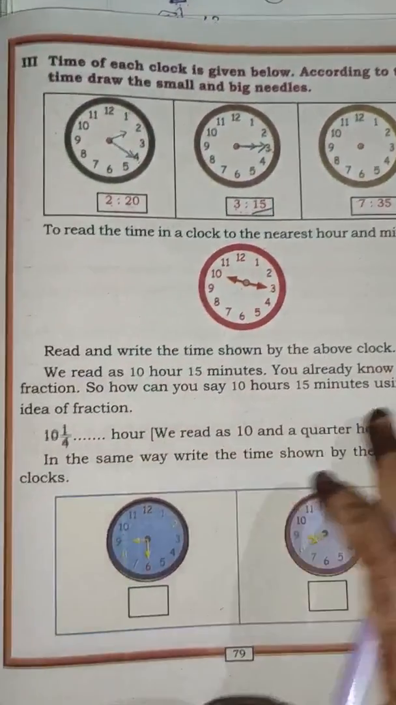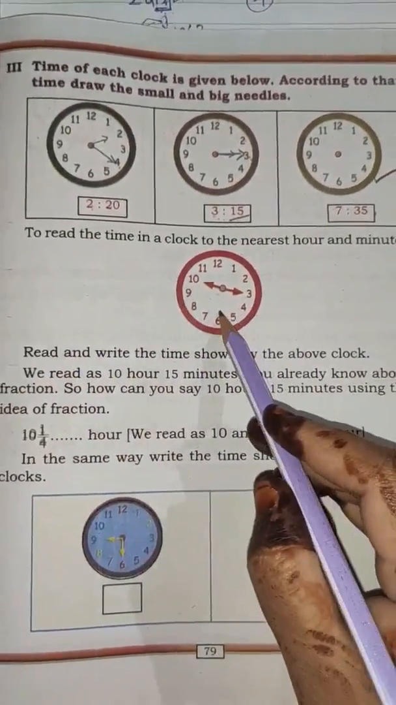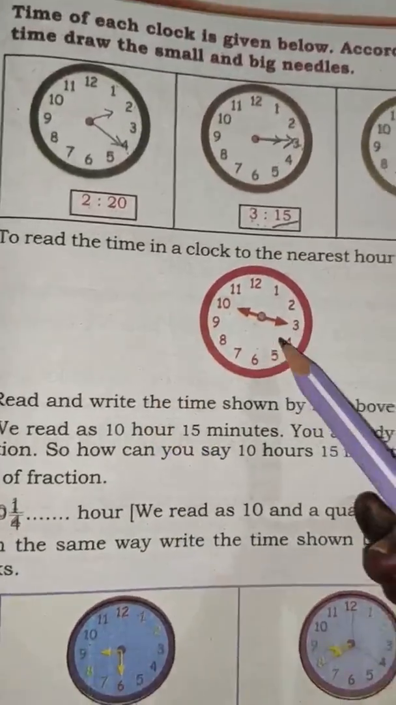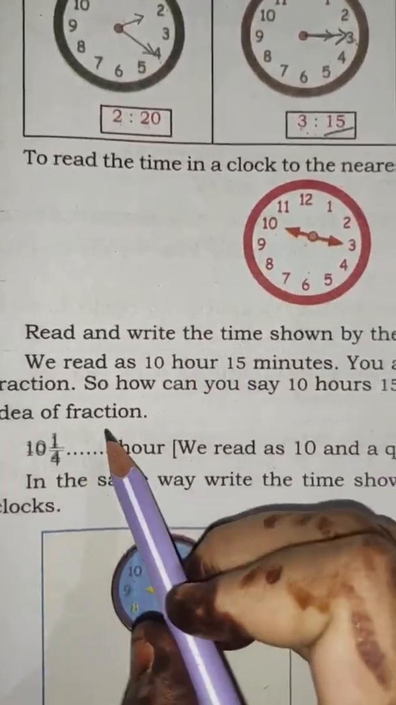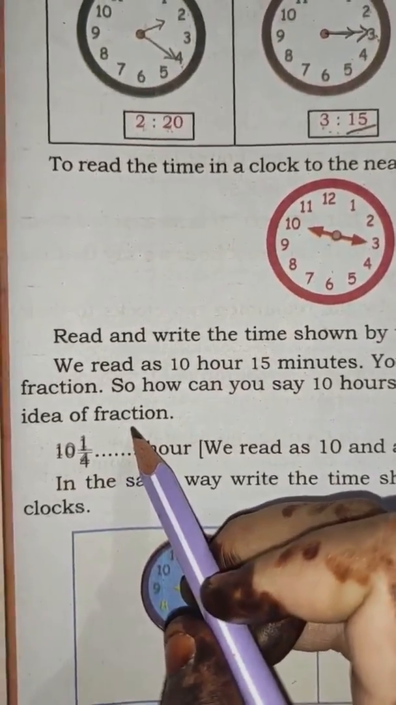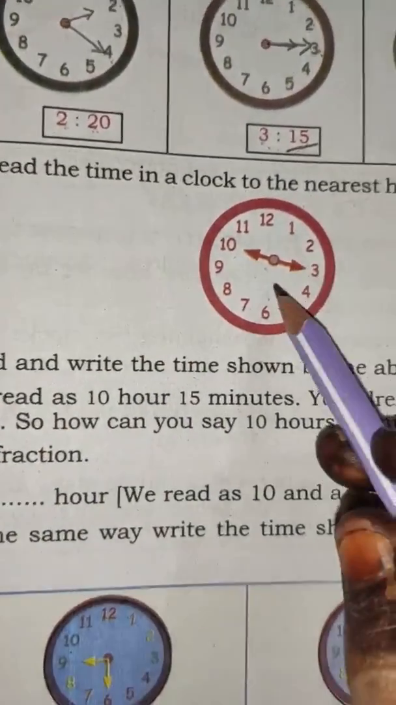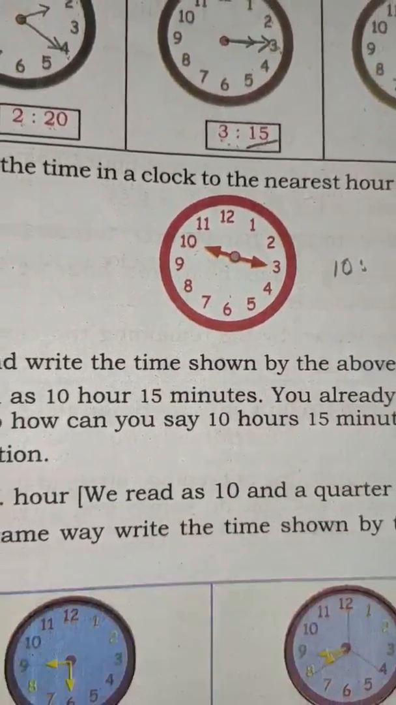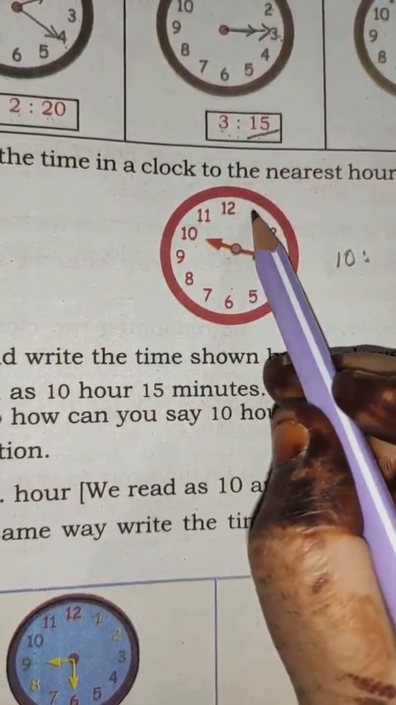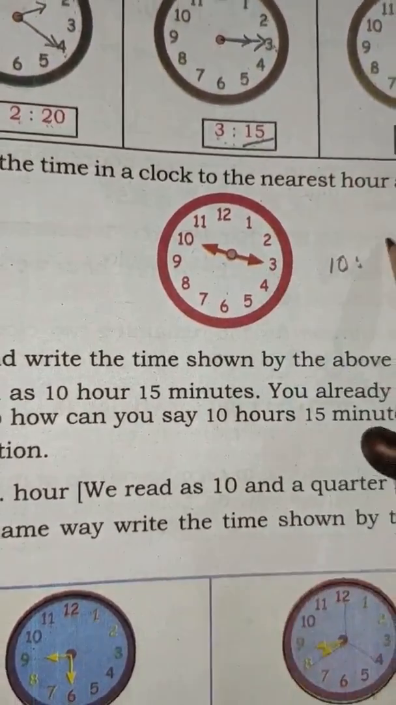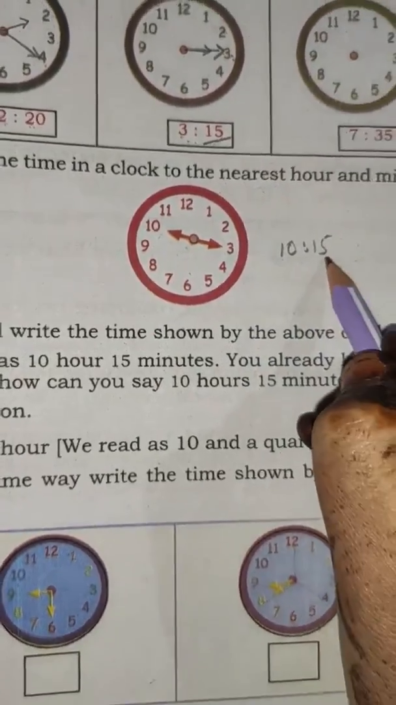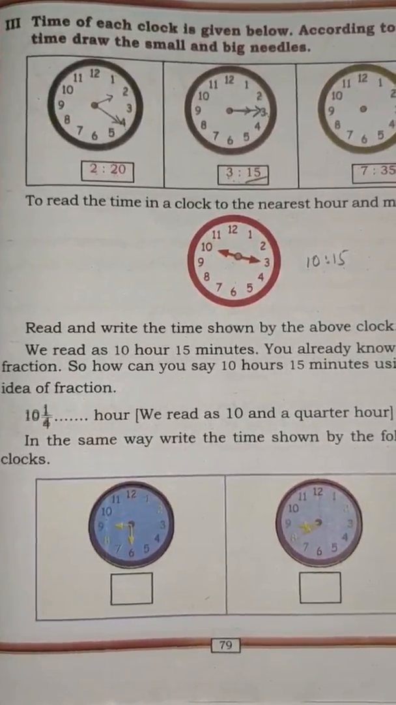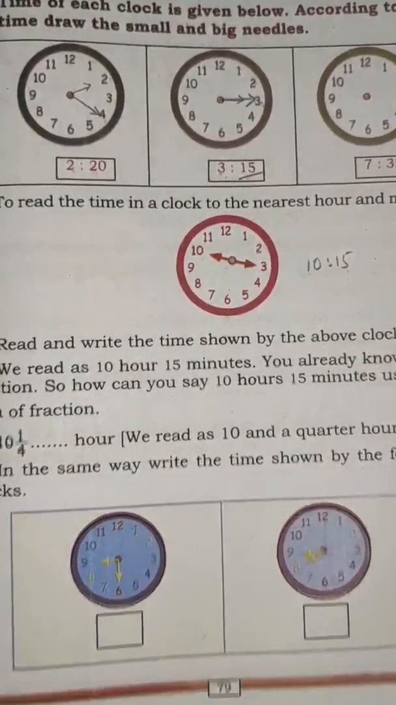Okay. Next is to read the time in a clock to the nearest hour and minute. So children, can you see this clock here? You know the fractions. Yes? Do you remember the fraction? So how can we represent what the time is now here? You just tell me the time first. It is on 10. And what are the minutes here now? From 12 you have to start. 5, 10, 15. So it is 15. Yes or no? 10 hours 15 minutes. So using this idea, we can represent it in the form of a fraction.